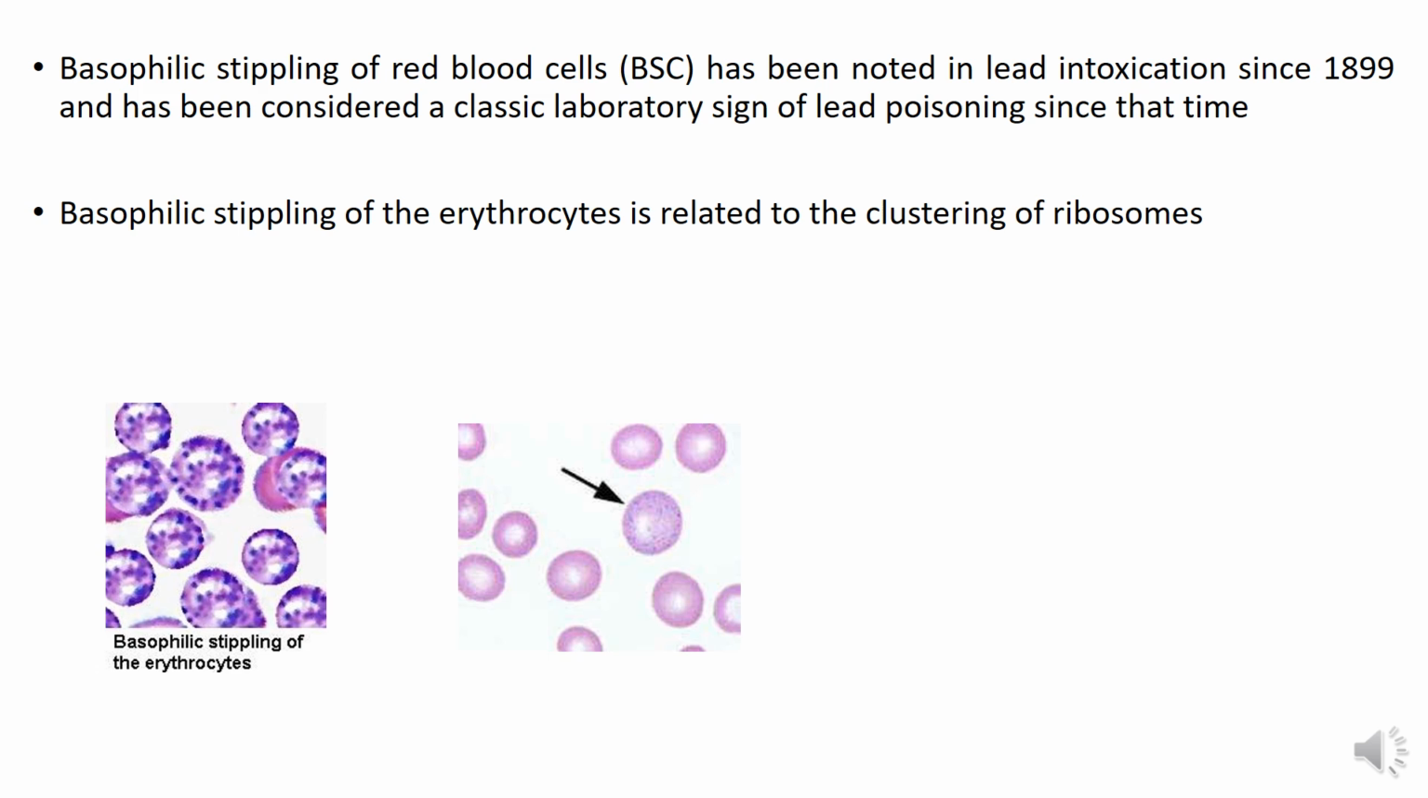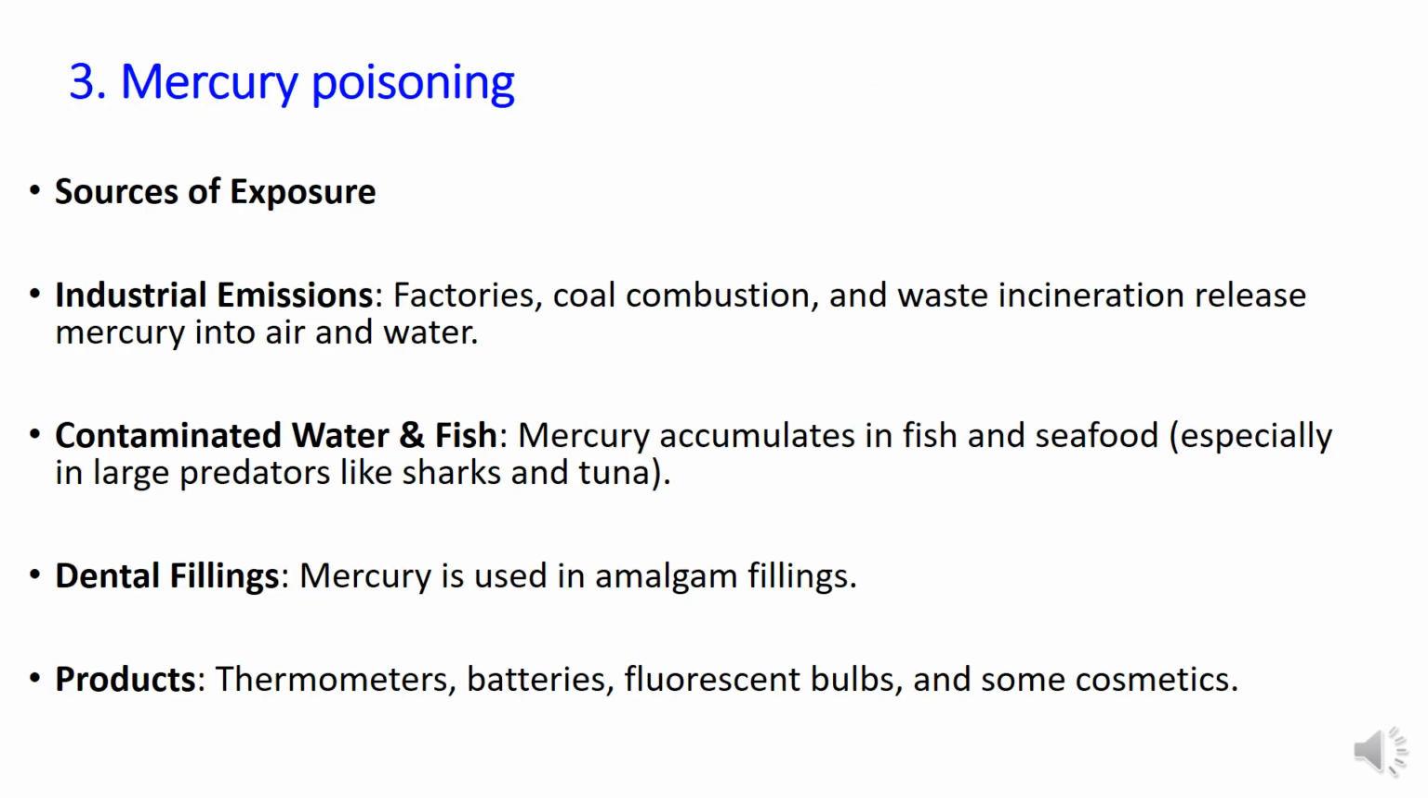Now you can see a lot of normal red blood cells here. Now these are normal red blood cells, whereas in addition to that you can see lots of basophilic stippling here and there. So this is because of the clustering of ribosomes due to the accumulation or the effect of lead poisoning. So this is not the only cause where you get basophilic stippling. However, even the third one is mercury poisoning.